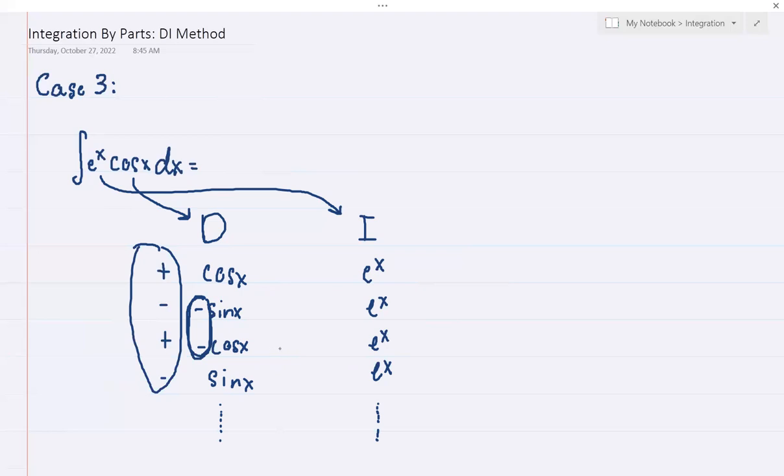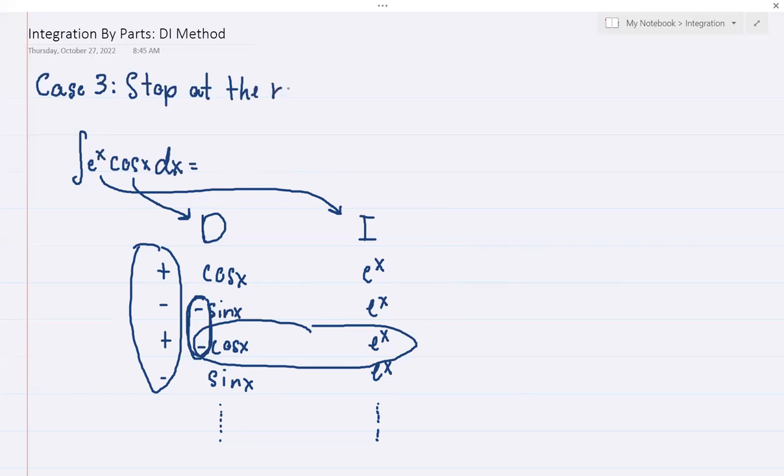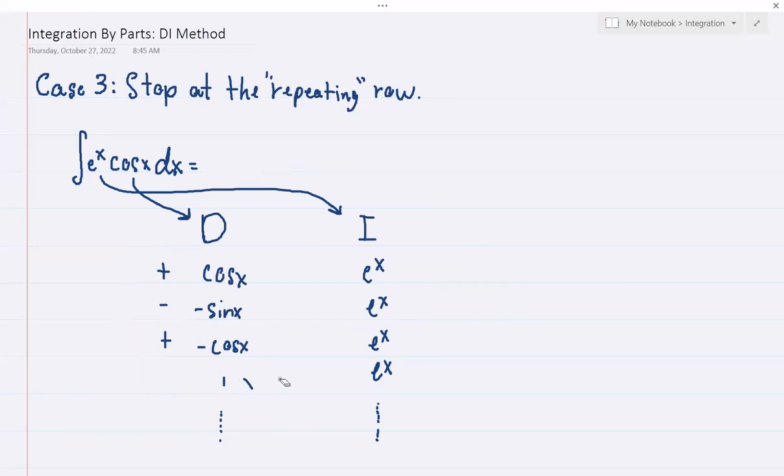So what are we going to do? We will stop right here. So this is your third case: stop at the repeating row. Wait, let me fix my handwriting. Repeating row. Okay. So take a look at this one. They are the same, right? Despite the signs they have, they are the same indeed. So what we're going to do is stop at the third column. Okay. So we will stop right here.